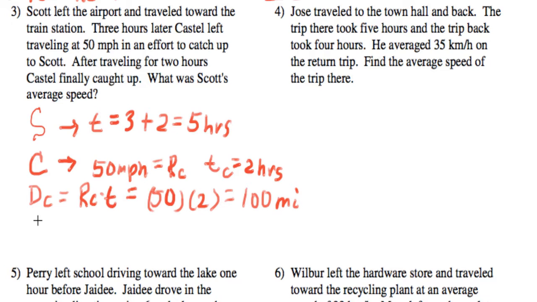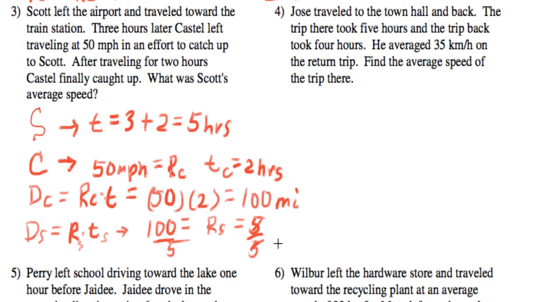So now we know Scott's distance is his rate times his time. And so continuing with that, we know that he goes a total of 100 miles to get to the train station as well. We don't know his rate, but we know he's traveling for 5 hours. So when we simplify that out, we're going to get that Scott's rate is 20 miles per hour.